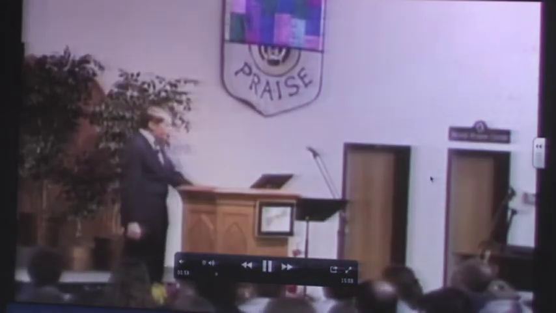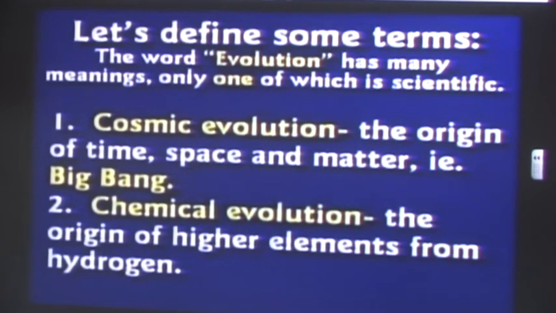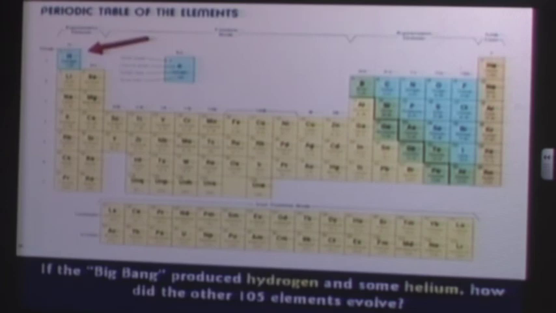The word evolution has at least 6 different meanings. First, we have cosmic evolution. That would be the Big Bang. Then we'd have to have chemical evolution. See, the Big Bang supposedly made hydrogen. Well, how did we get 92 elements, plus the synthetic ones? How did the chemicals evolve? They don't talk about that much, but that would have to happen.